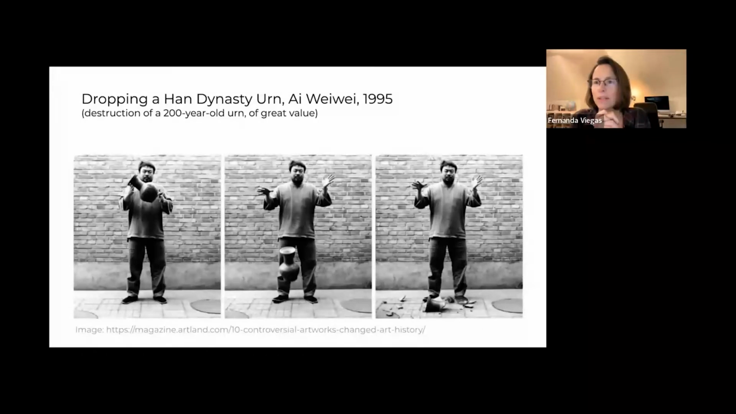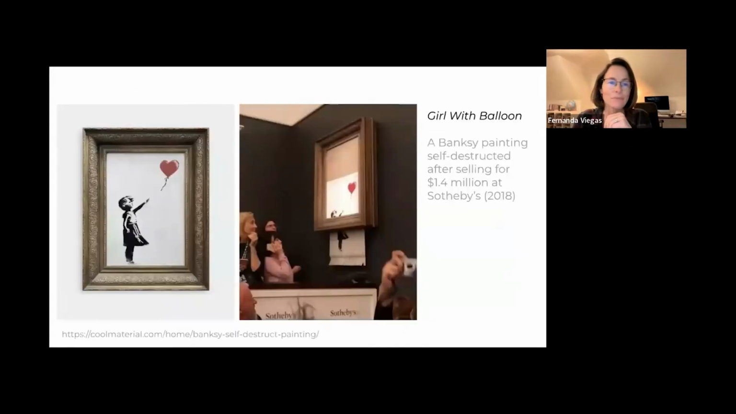And you may be asking yourselves, what is going on here? So part of the concept of this piece was Weiwei drawing a connection between what he was doing with this urn and what the communist regime was doing to the elites. So there's obviously a political commentary here. But again, this is something that one artist is doing to a piece that they didn't create themselves. So this whole question about creation and destruction, what is art, what is the limit of art, is something that has happened many times before.